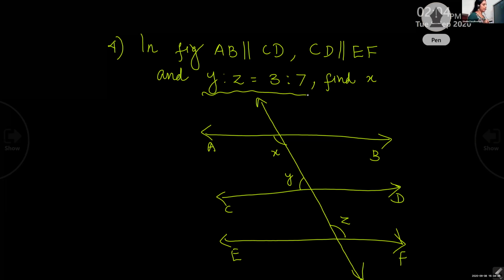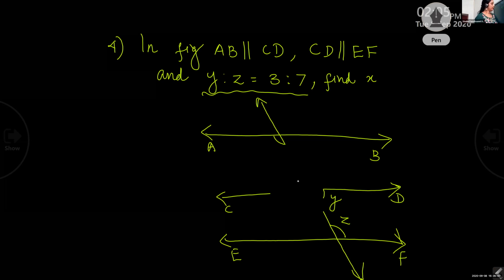The ratio is 3 is to 7. Yes, 3x. Children, you should find the answer of Z. See, if this is given as Y, right? So vertically opposite angle, how much will it be? Y itself. Clear? This one was given earlier as Y. So we will find its vertically opposite angle. What is that? Vertically opposite angle.